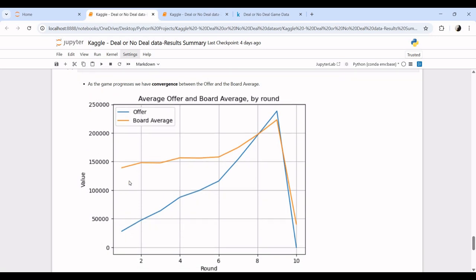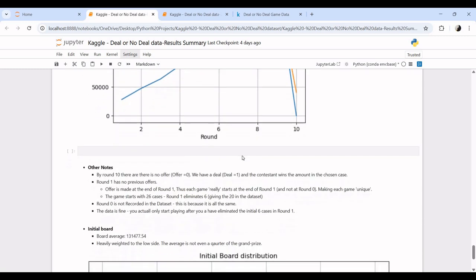Also, another hypothesis: we hypothesized that as the game progresses, we'd have convergence between the offer and the board average, and yes, that is indeed the case.